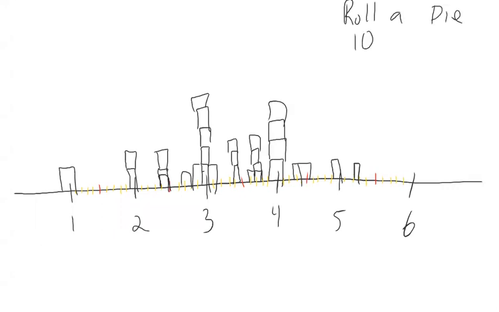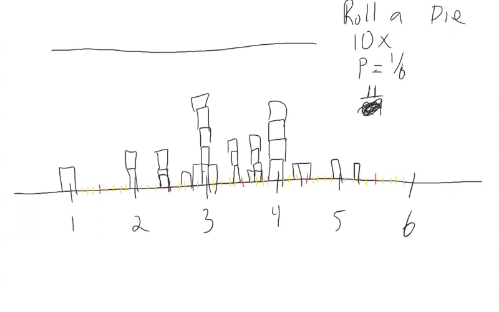We did it 10 times, right? The probability of each side is 1/6. They are independent. You either get a number or not. No, sorry, it's not binomial, never mind. So almost binomial, but it's not quite binomial because it's not success or failure.